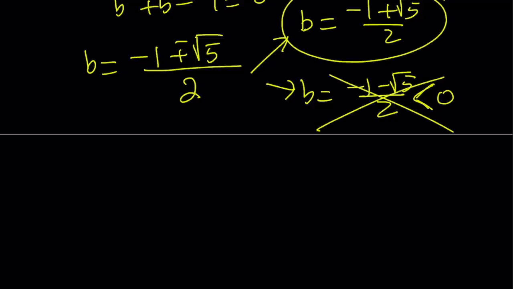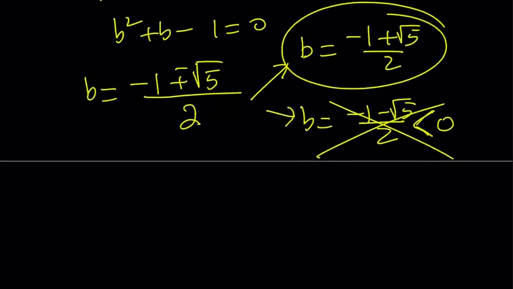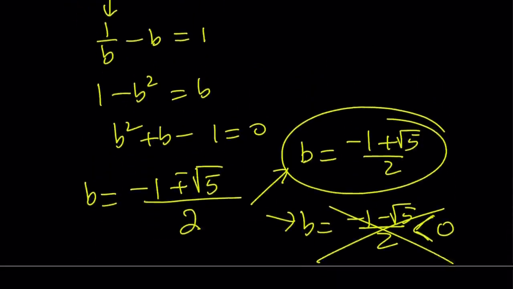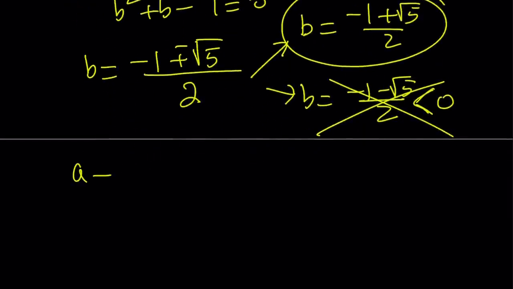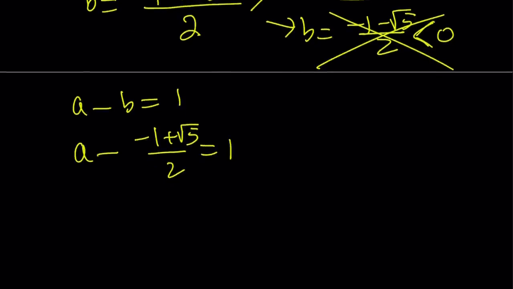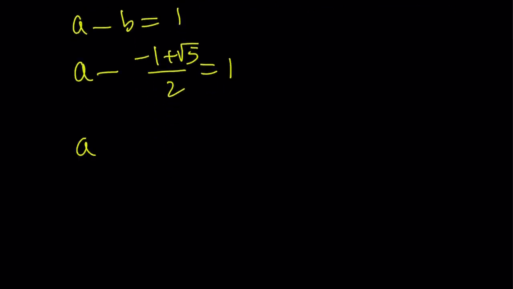So again, like I said earlier, a and b are not interchangeable, so this is a unique value for b. We only got one solution. So what happens if b is equal to that? We can use a minus b is 1. Let's use that. A minus b is 1, and we know that b is that. So instead of subtracting, you can just go ahead and add that to both sides, and that's going to give you a.